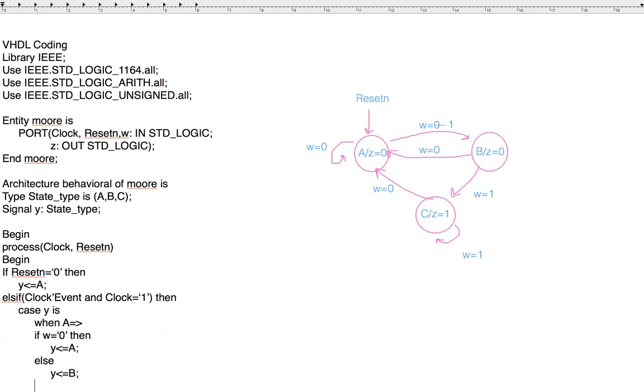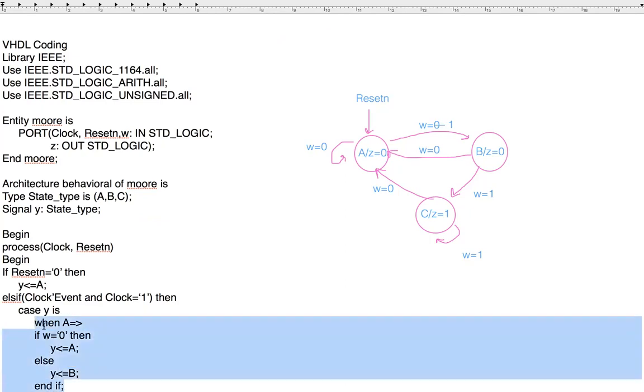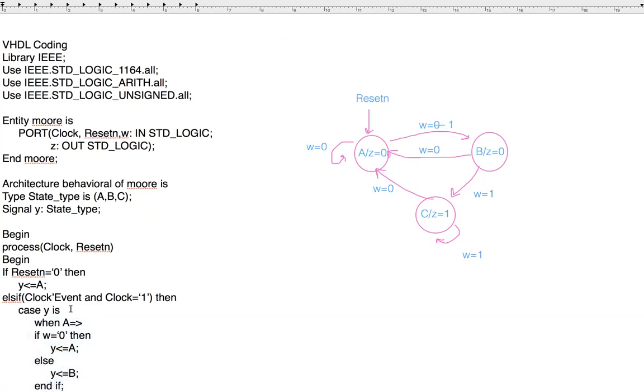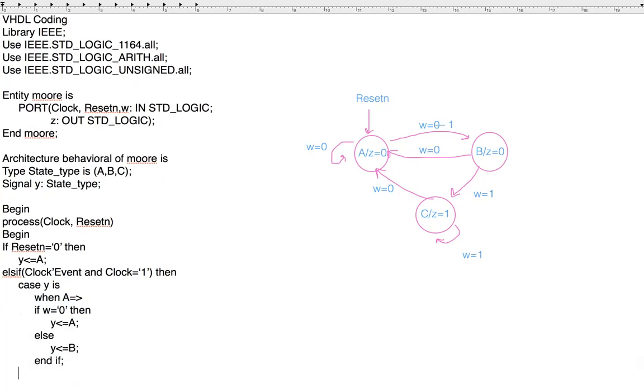And then end if. Okay, so what happens here is when you're in state A, so for the case for Y, our present state, if you're in A, right here in this A circle, if W is equal to 0, then you stay in A. But if it's not equal to 0, then that must mean W is equal to 1, so you go to state B.